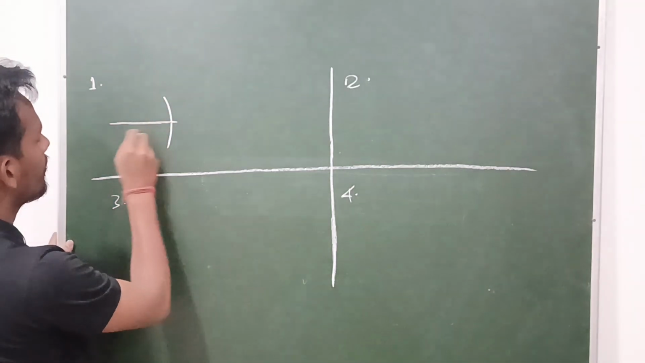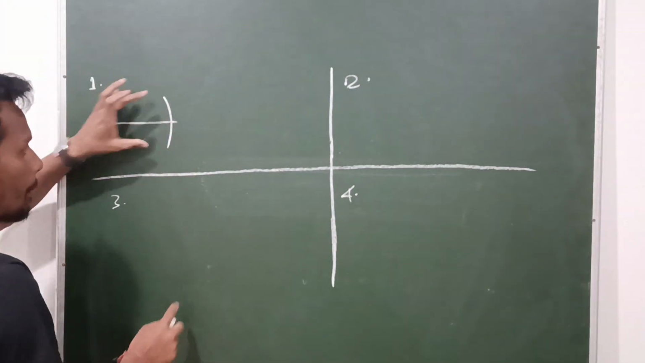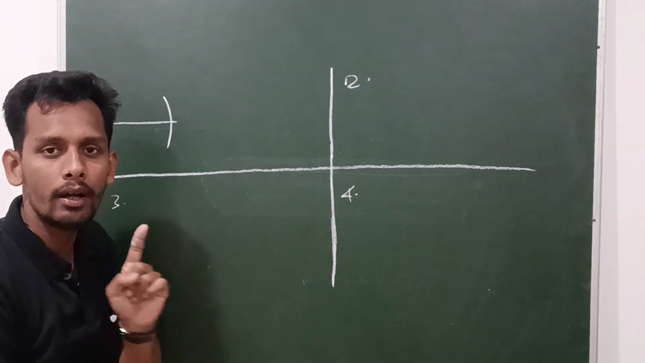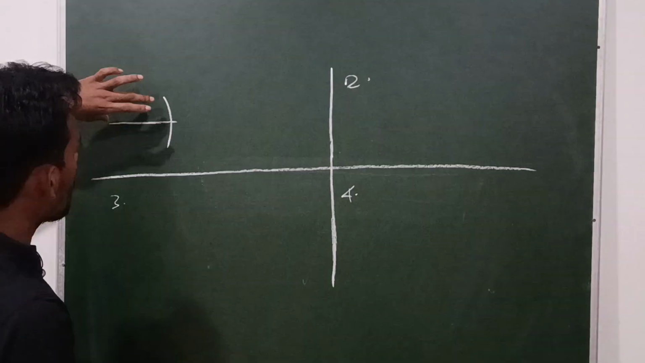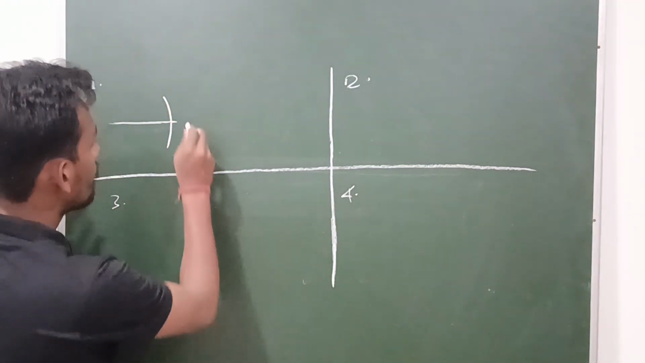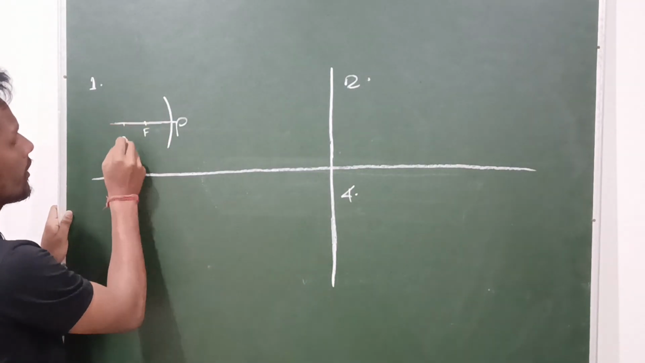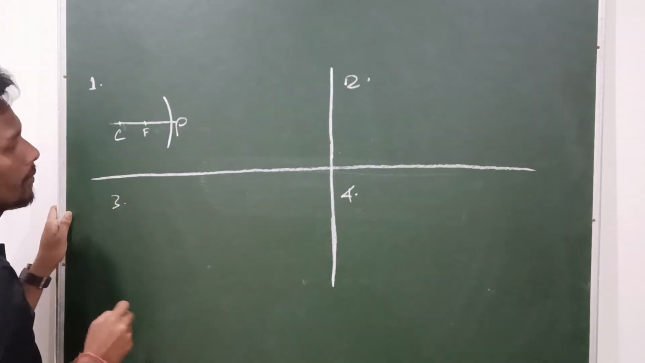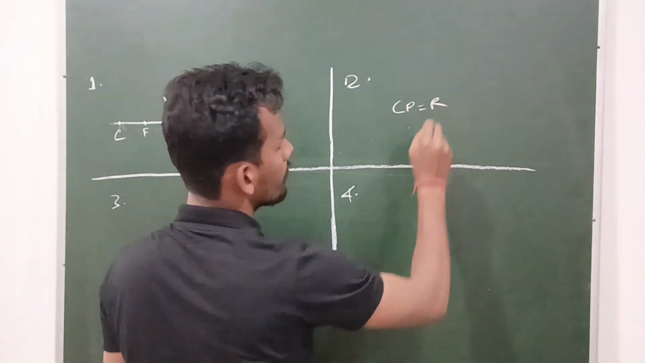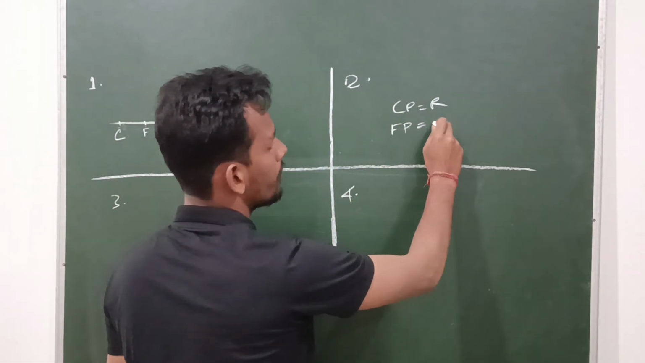In case of a concave mirror, this is the principal axis. Always remember, the principal axis passes through the midpoint of the mirror. And always remember, you have to draw the mirror using a compass. First you take a point on the principal axis, then draw the mirror using the compass. This is the pole. Here at some point will be the focus, and double the focus will be the center of curvature. And remember one thing, CP is the radius. The distance between F and P, focus and pole, is called the focal length.